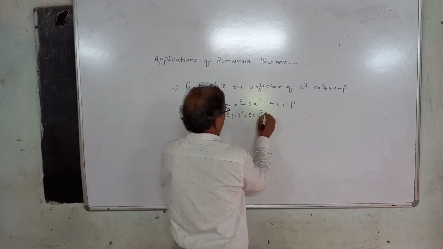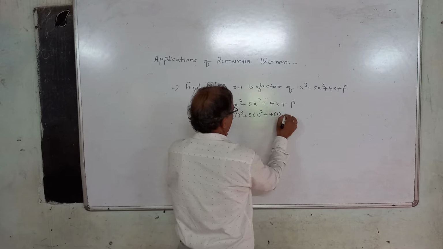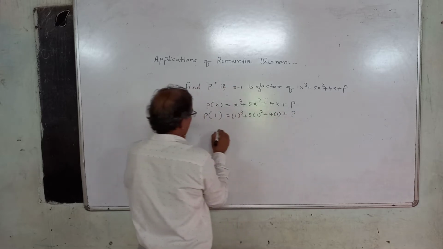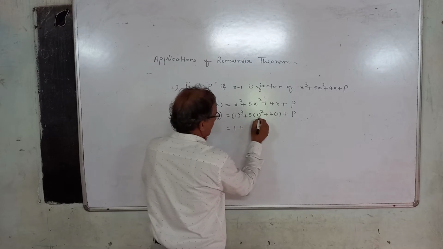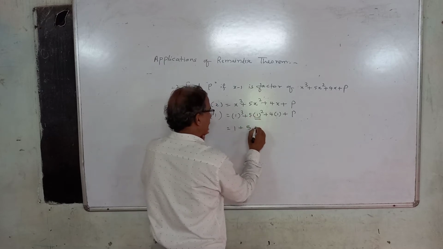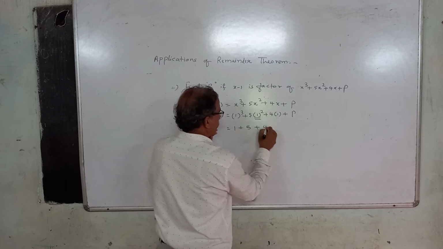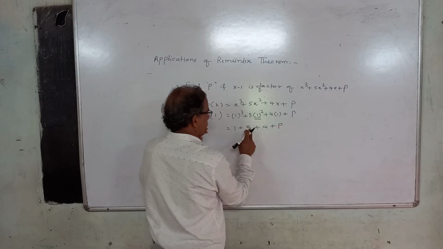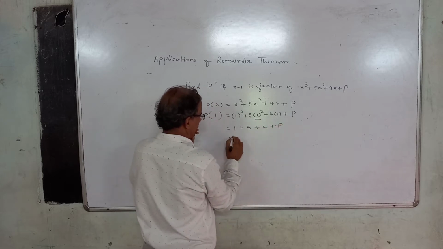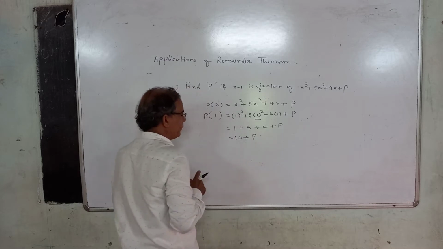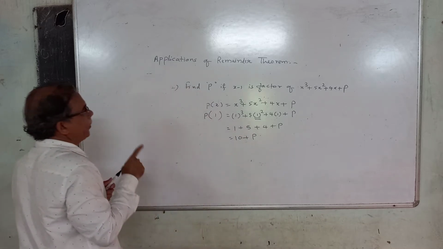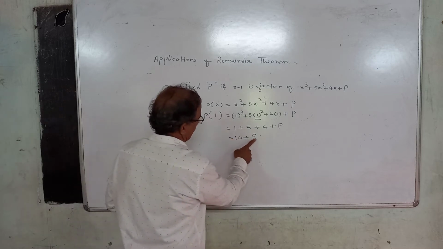5 into 1 square plus 4 into 1 plus p. So that is equal to 1 cube, 1, plus 1 square is 1, 1 into 5, 5, plus 4 into 1, 4, plus p. So 5 plus 4 plus 1, the number will get carried. So 10 plus p. Now see, the remainder we are getting is 10 plus p.